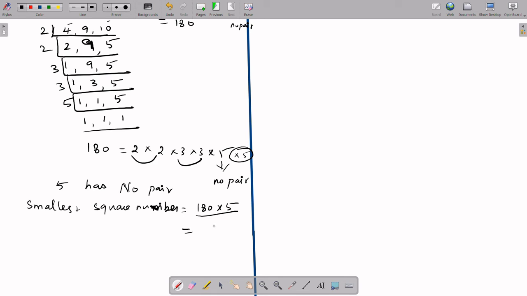That is equal to 0, 4 and 5 plus 4 is 9. 900 is your answer. So the required number is 900. Okay, this is our smallest square number. The square root is not asked, so the problem ends with this number.